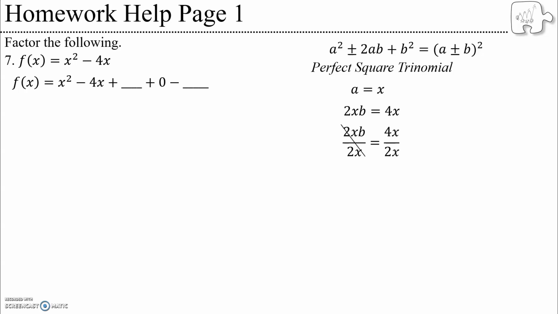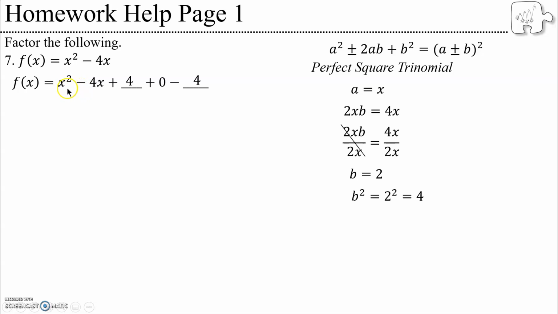To make these guys cancel out. How many times does 2x go into 4x? Twice, just 2. So if b is equal to 2, remember that this number right here, we need it to be b squared, because that's what the last term is. So since b is 2, b squared is 2 squared, 2 times 2 is 4. So we're going to add 4 and subtract 4.